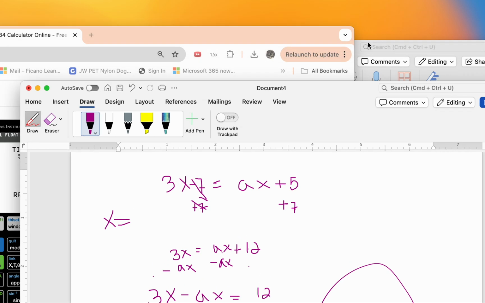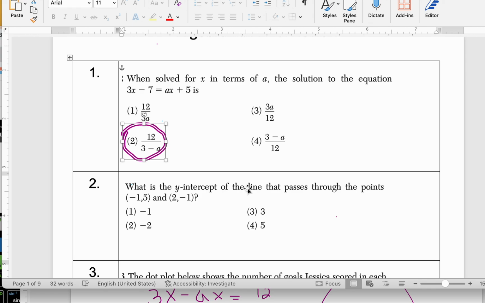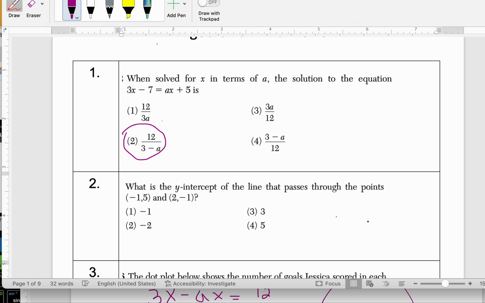Okay, now we have a second question. It says, what is the y-intercept of the line that passes through the points (-1, 5) and (2, -1)? So if we were to draw a table for a second, we have x and y values. Our x value here is -1, and our y value is 5. And then we have another x value of 2 and a y value of -1.